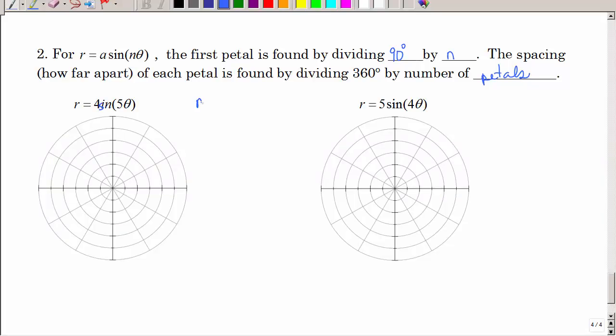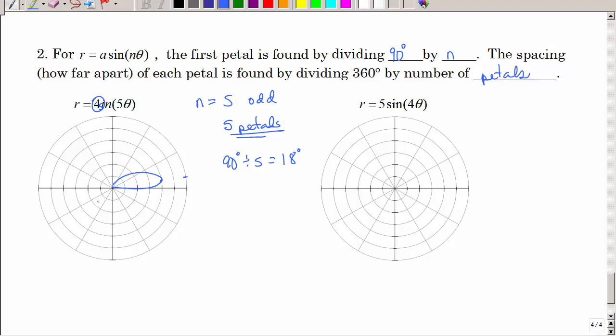Right, so let's see. N is 5, so that's odd. So that means there's 5 petals. Okay, we know they're 4 big, but where do we start? We take 90 degrees and divide by 5. So the first petal is at 18 degrees. So we're going to call it about right there. We're going to go out 1, 2, 3, 4.